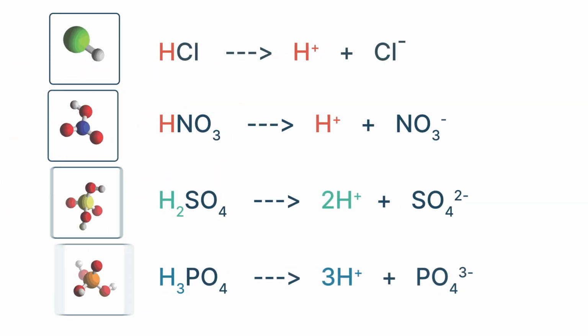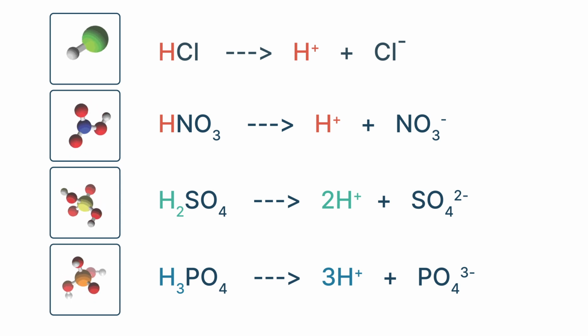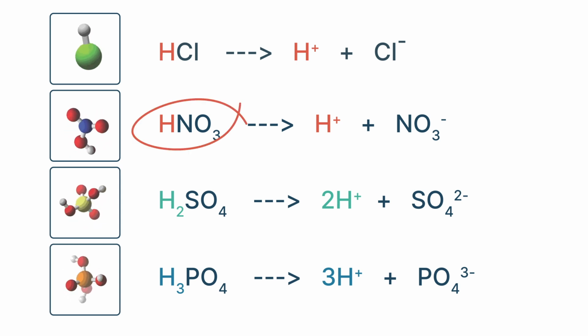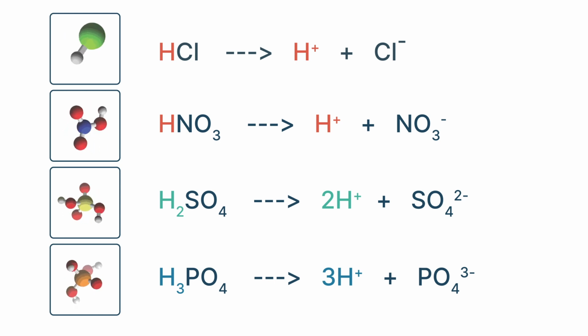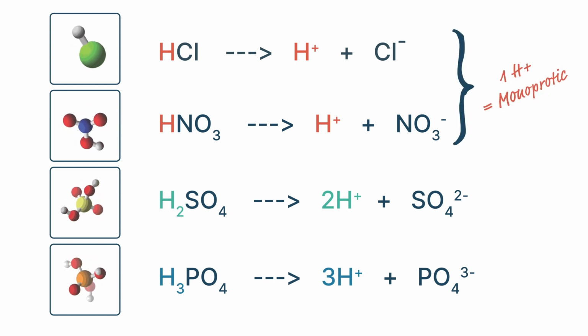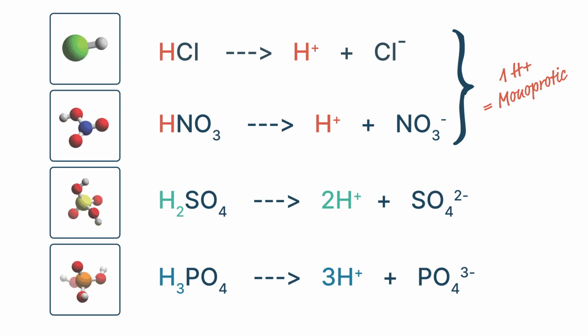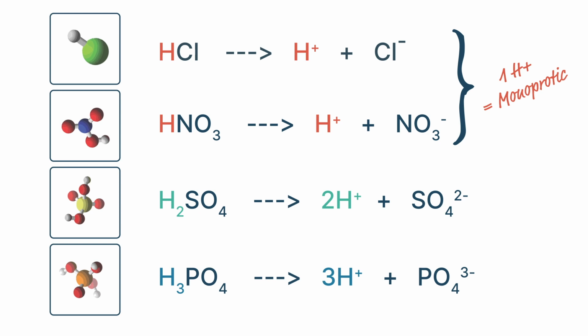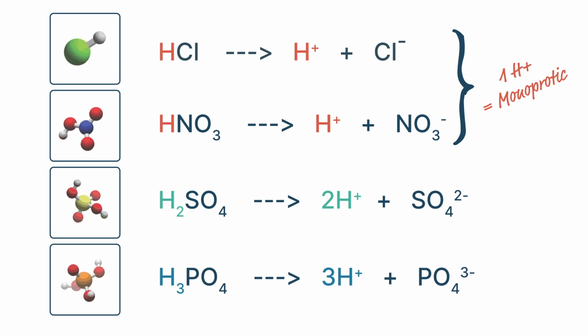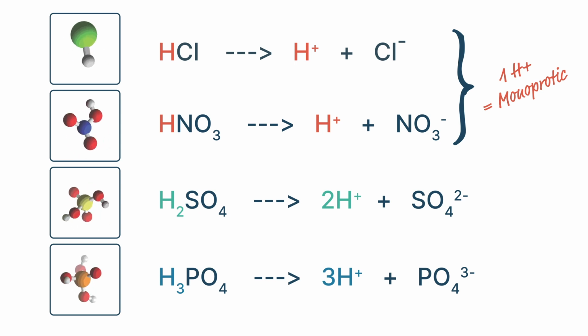Here are some other examples of equations representing the dissociation of acids. Nitric acid, HNO3, dissociates to produce a hydrogen ion and a nitrate ion. Since in the case of hydrochloric acid and nitric acid, the dissociation of 1 mole of acid produces 1 mole of hydrogen ions, we refer to these acids as being monoprotic or monobasic acids.